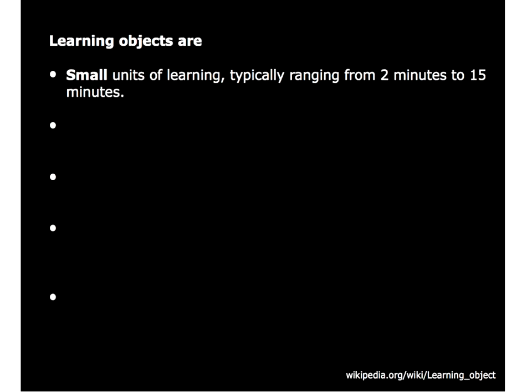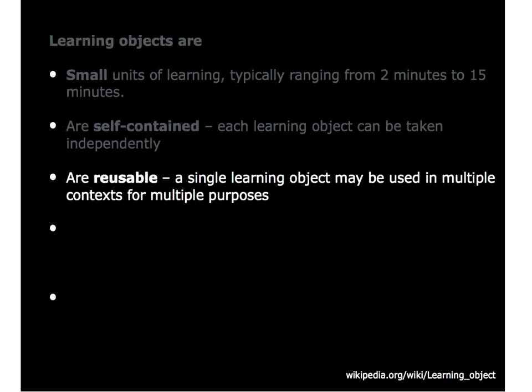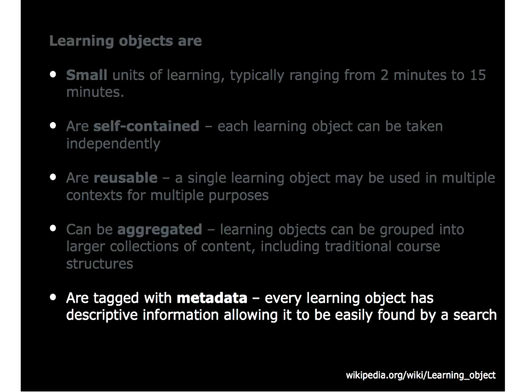So what is a learning object? These are small units of learning, usually 2 to 15 minutes in length. 15 minutes, I think, is a little bit long. They're self-contained and reusable, so students can use them over and over, or you can use them from one class to the next. They can be aggregated, grouped together into larger collections of content, including traditional course structure. And they can be tagged with metadata, so they're easily searched for.